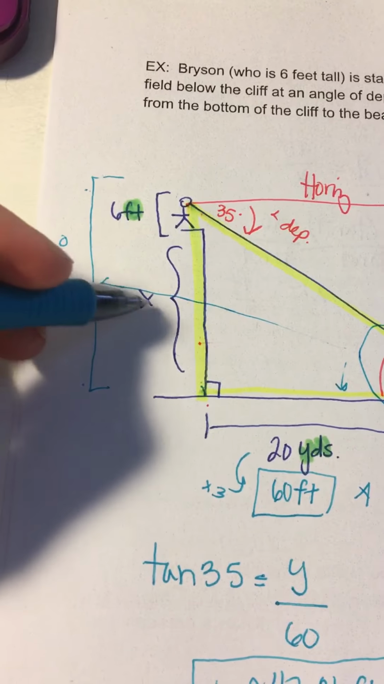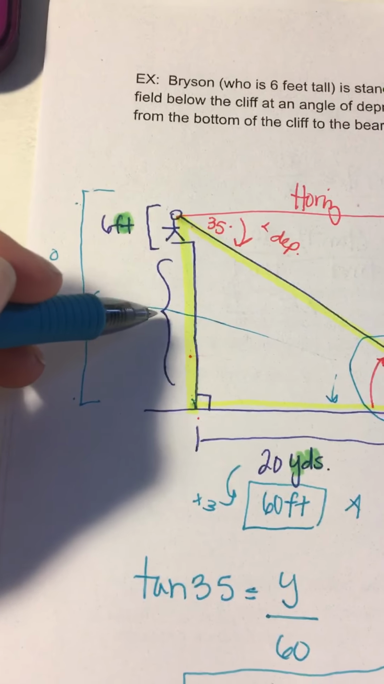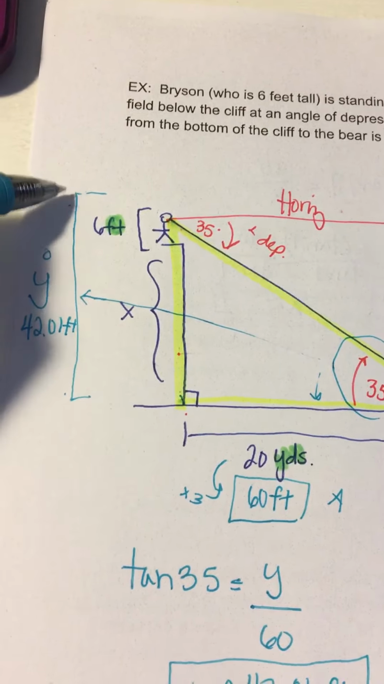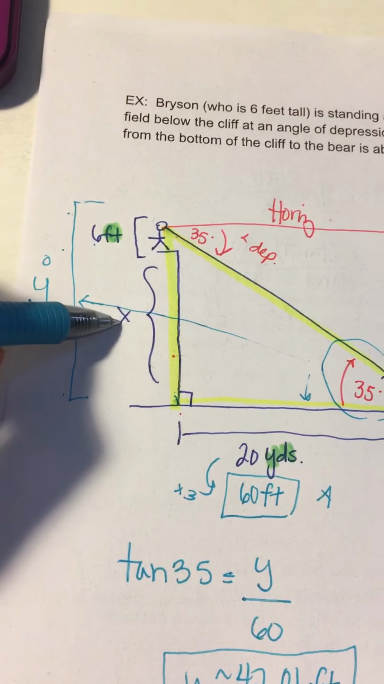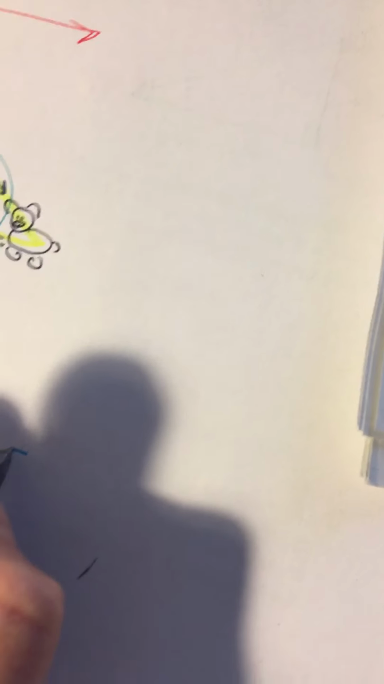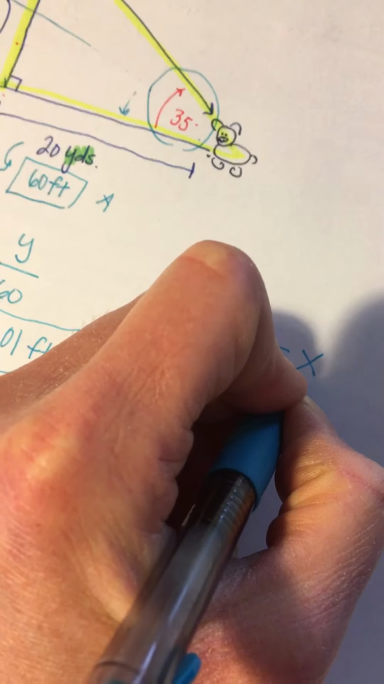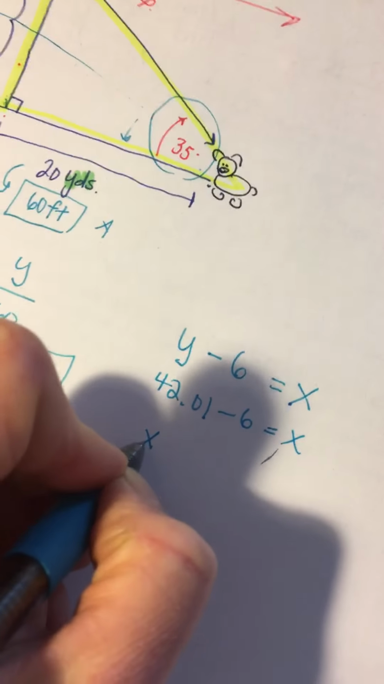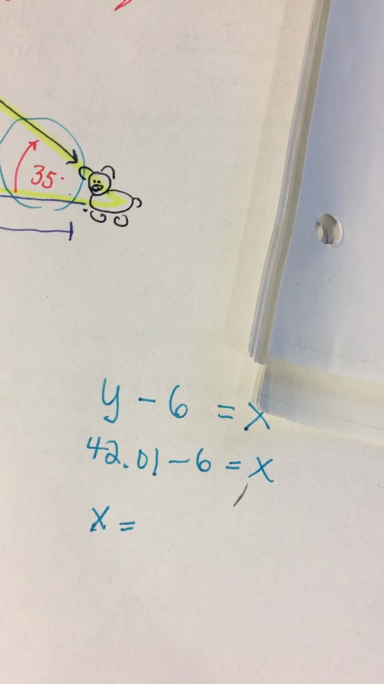How do you guys think I'm going to figure out x? Because I just need the height of the cliff. Any ideas? All right, this is what I would do. I would take this whole thing and subtract off Bryson's height. So y minus 6 will give me x. So I can write that y minus 6 equals x. Y is 42.01 minus 6 equals x. So x, which is my cliff height, is 42.01 minus 6.